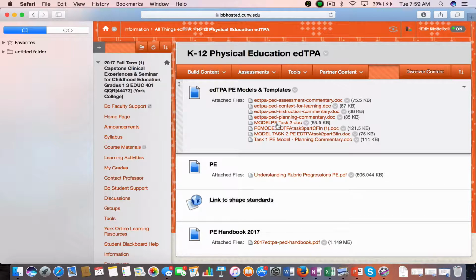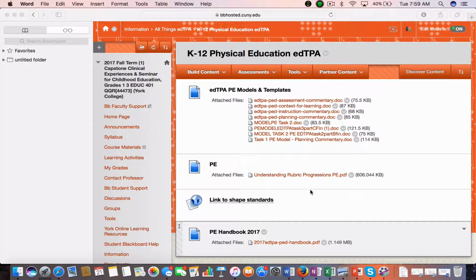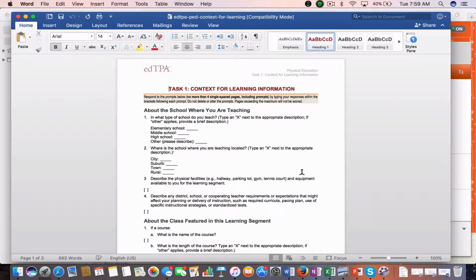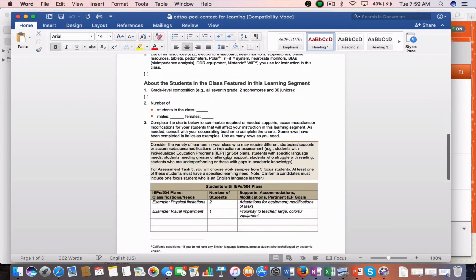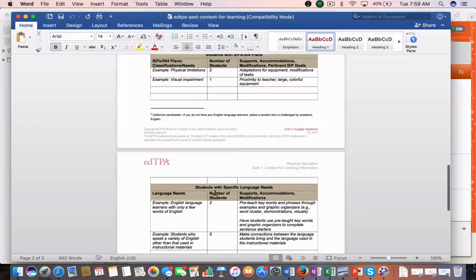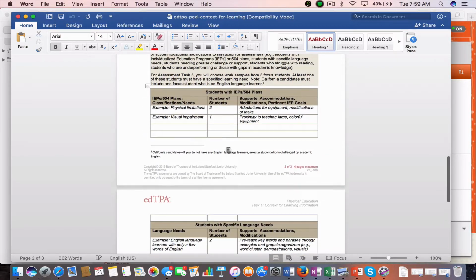So for physical education, what you're going to be looking for are two templates. Task 1A, and this is true for everyone, Task 1A is your context for learning. So if you click that open, you're going to see your Task 1, this is called 1A, Context for Learning. And this is where you're going to fill in information about the school where you're teaching. And then there's a chart where you're going to fill in how many students you have in class, whether they're classified, struggling, what kinds of learners they are.